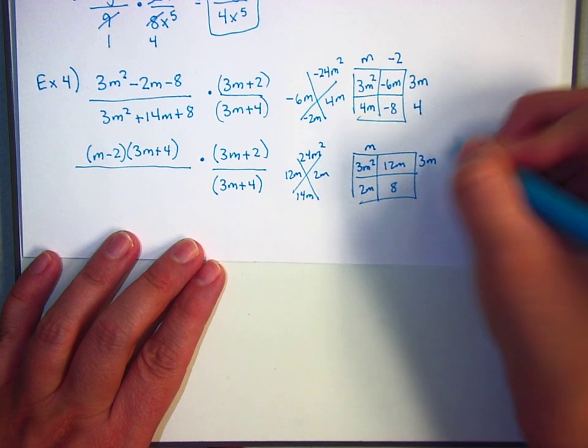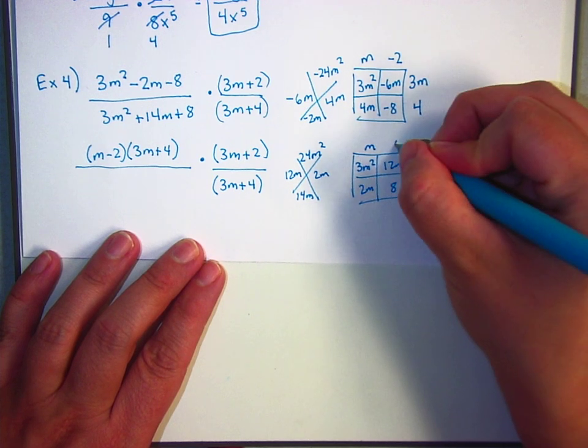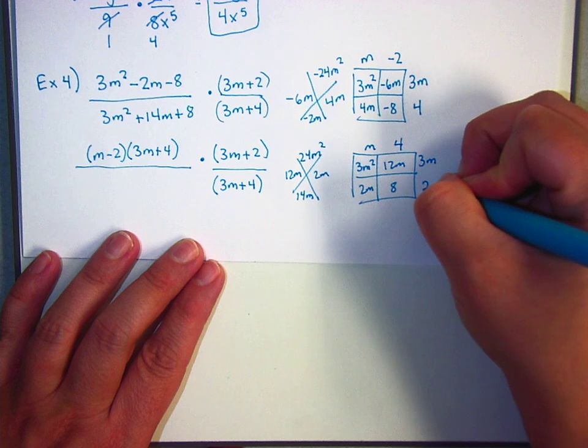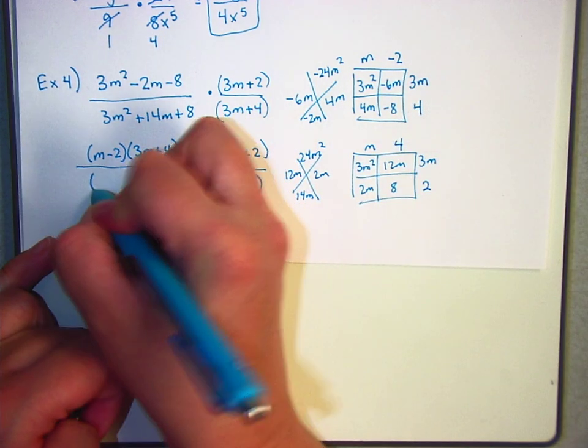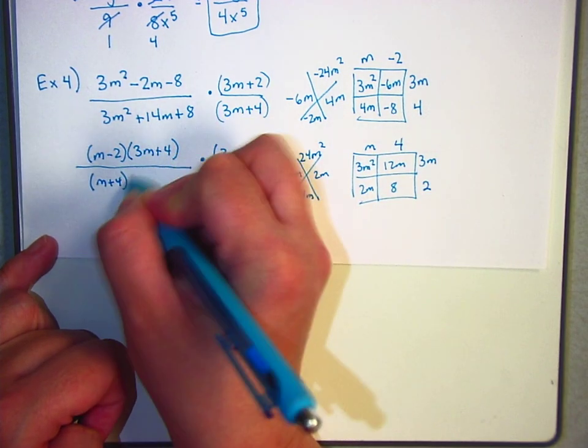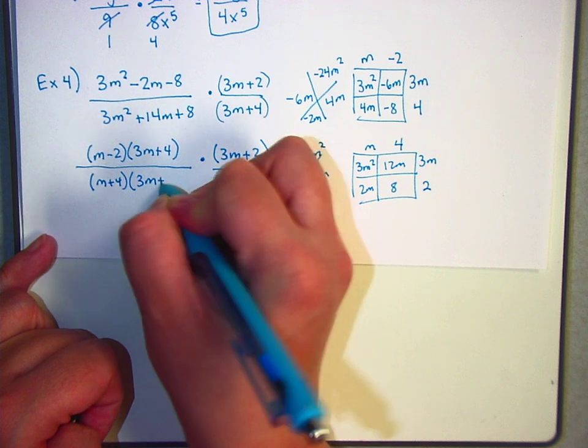This one must be 12 and 2. M, 3m, 4, 2. So this one is m plus 4 and 3m plus 2.